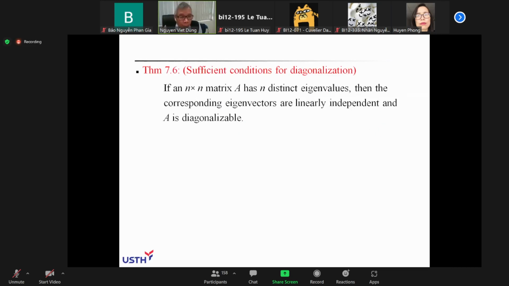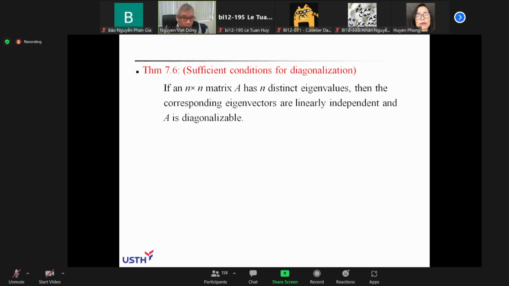Then there is one more thing. Sometimes you are not required to diagonalize a matrix. You need only to know if a square matrix is diagonalizable or not.